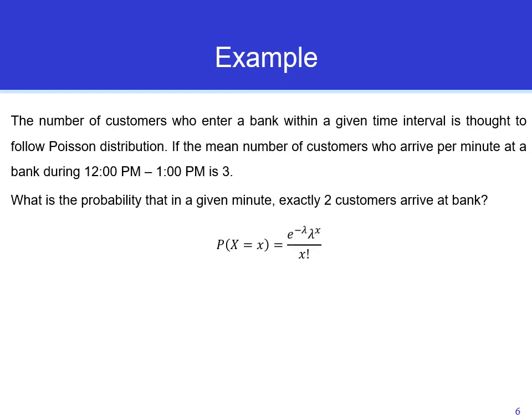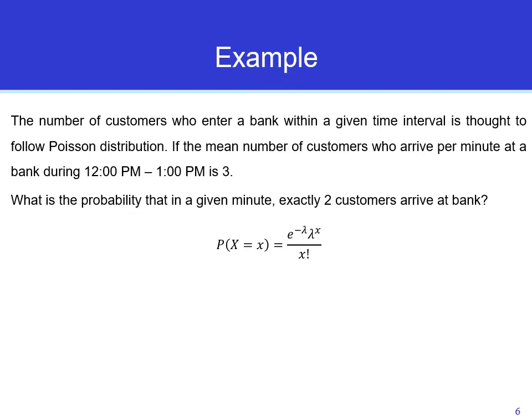This is the formula for Poisson distribution. So please pause, work on this problem, try to figure out what is this probability, and then come back to see the solution. All right, let's see the solution.